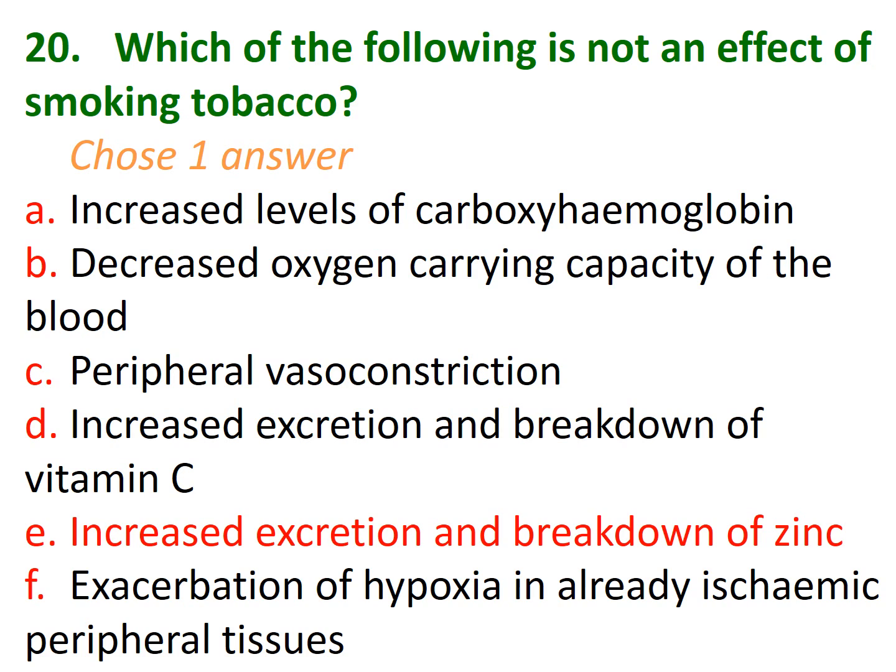And there will be exacerbation of hypoxia in already ischemic peripheral tissues. So this is particularly a problem if patients already have ischemic difficulties. The smoking is going to exacerbate that. But as far as I know, smoking doesn't have an effect on zinc metabolism. Now, zinc is needed for wound healing. It's especially important for reepithelialisation. But the smoking doesn't directly affect zinc metabolism. But it's got lots of other deleterious effects. So we don't want our patients smoking at any time, but especially when we're trying to heal their wounds.